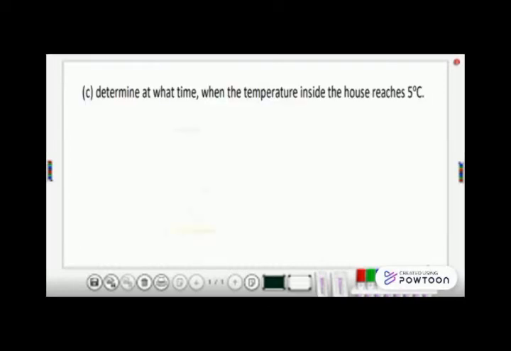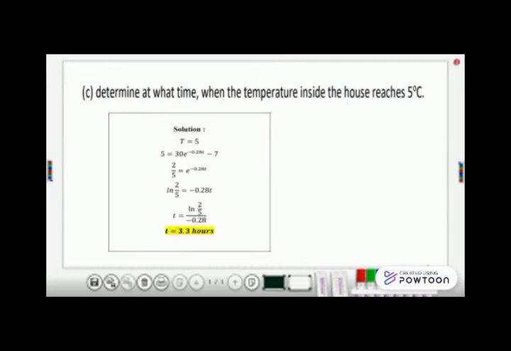For the next part, the question asks us to determine at what time the temperature inside the house reaches 5 degrees Celsius, which means T equal to 5. So, we substitute T equal to 5 into the equation that we found earlier, that will be 5 equal to 30 times exponent of negative 0.28 times t minus 7. Next, we add 7 to both sides and divide by 30. So, we get 2 over 5 equal to exponent of negative 0.28 times t.